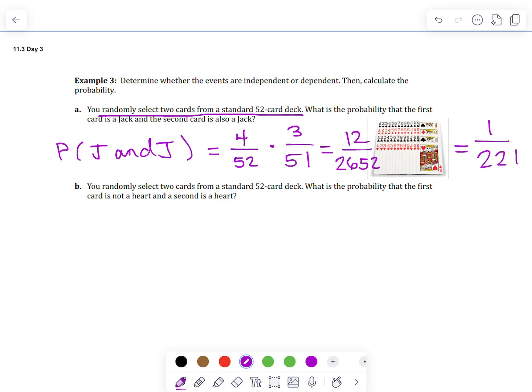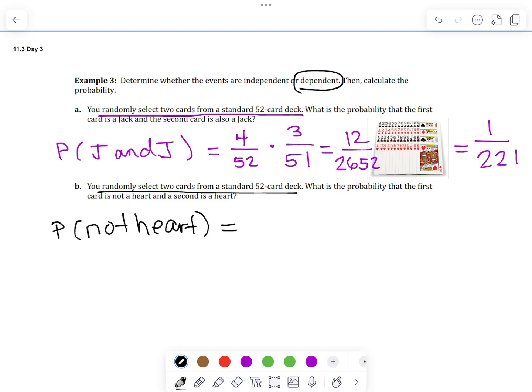Part B. You randomly select two cards from a deck. What is the probability that the first one is not a heart and the second one is a heart? So again, no replacement, so both of these are dependent. So the probability of not a heart: there are 13 hearts in a deck, so not a heart would be 39 cards left out of 52.